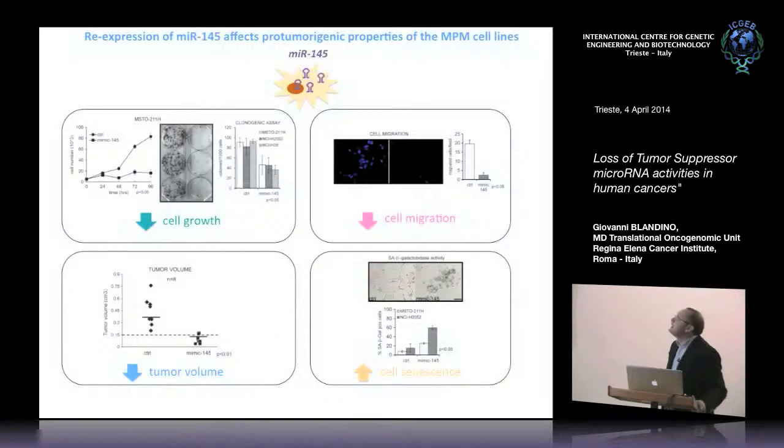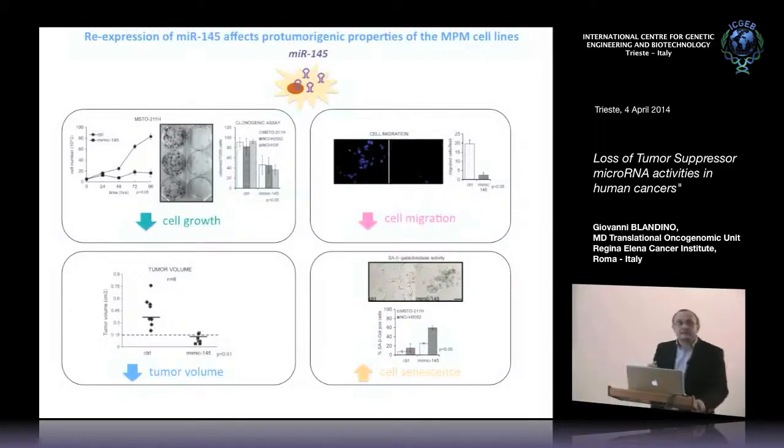So we have been able to show that this miR-145 that we found downregulated in three different groups of mesothelioma patients, one from the States and two from Italy, compared to normal tissues, so to mesothelial. So when we re-express this miR-145, we were able to reduce cell growth, to reduce cell migration, to reduce tumor volume, and to induce a sort of cellular senescence.